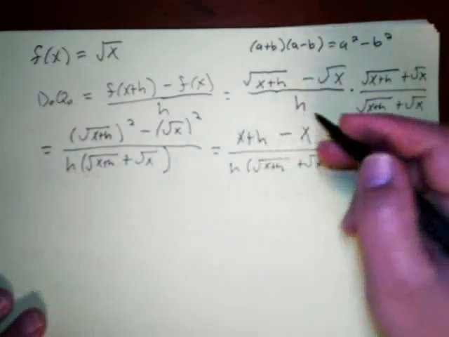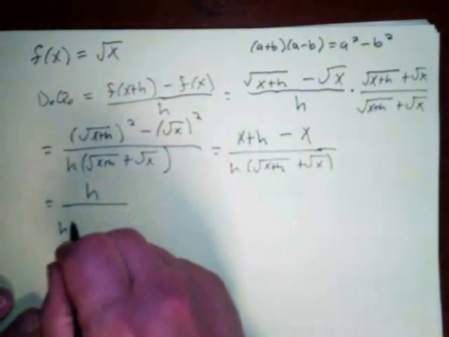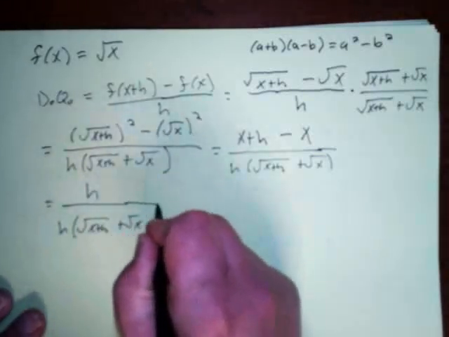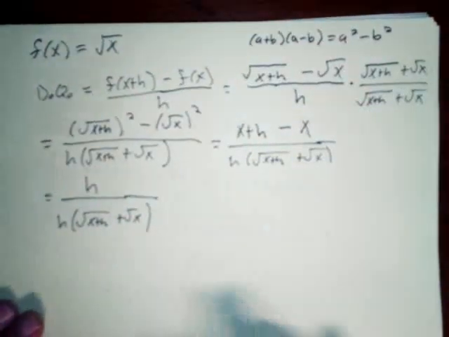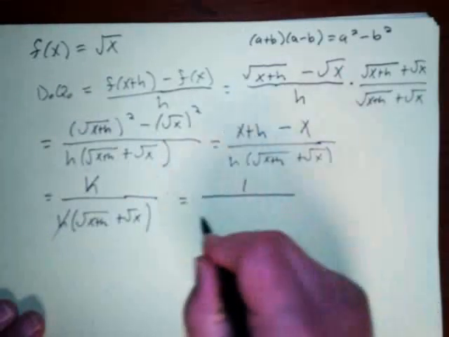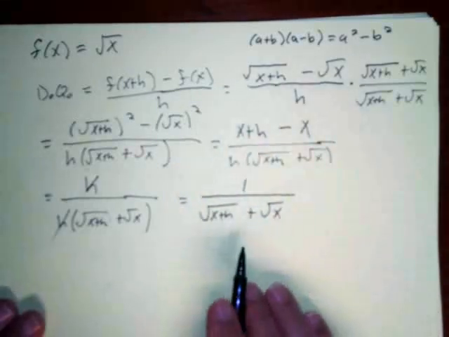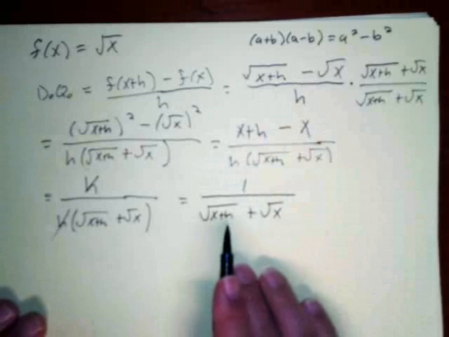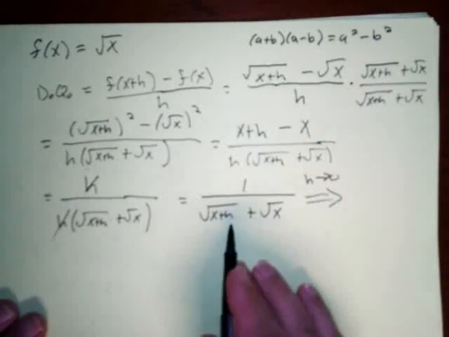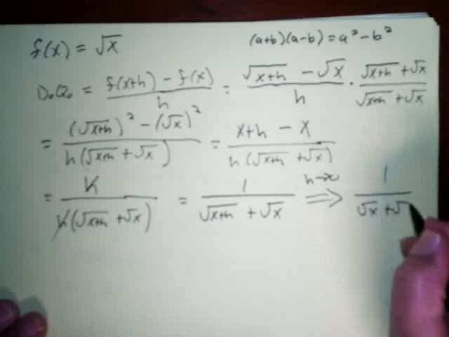Well, these are going to cancel out, leaving me with just an h on the top, and then we've got h times the square root of x plus h plus the square root of x. This h then cancels out here, and I have a 1 on the top, and on the bottom I have this. The neat thing about this is that I do have an h in the denominator, but when I let this h go to 0, there's no problem. I can let the h go to 0, because this will just go to the square root of x, and it'll look like this.